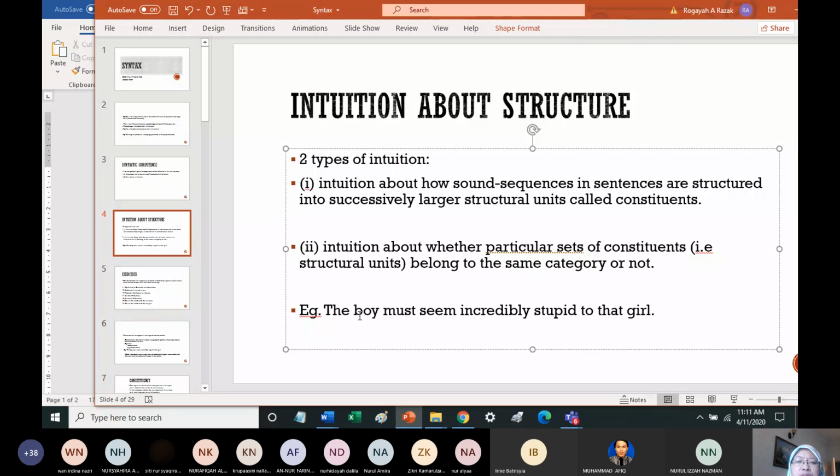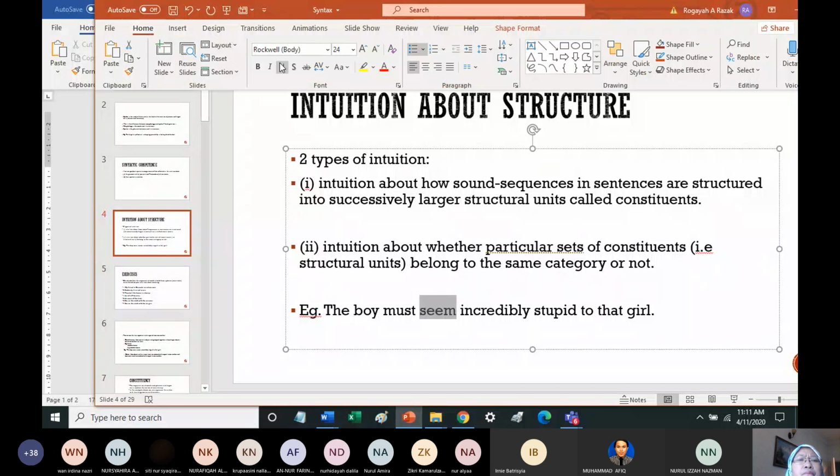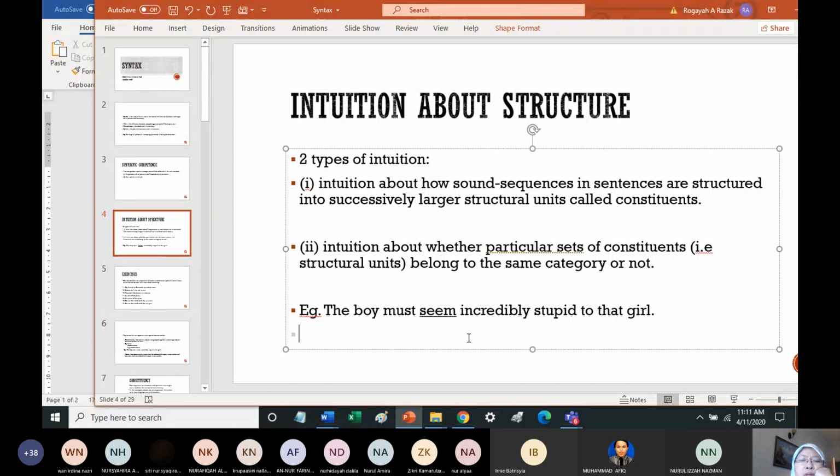So I would say, usually when you have a sentence, what you want to do is look out for the verb. So to me, a candidate for the verb is seem. Seem is the verb. So when you have the verb, usually the verb comes after the subject, right? And we sort of know the boy is the subject.